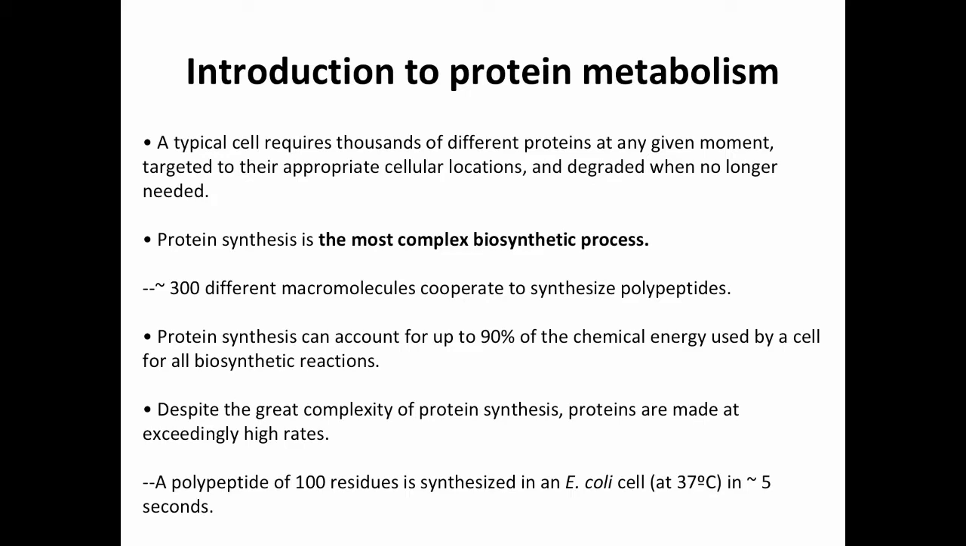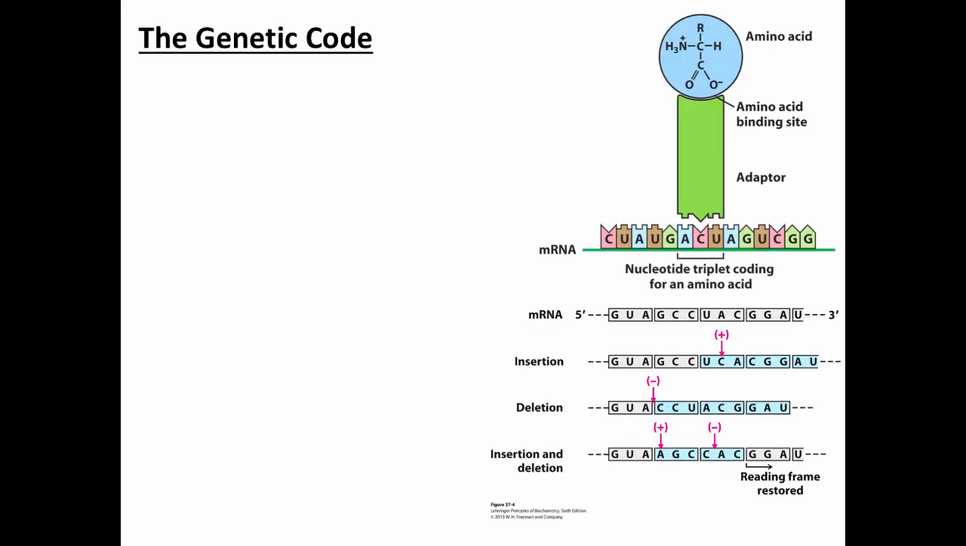And despite how much energy it takes, despite how complex it is, protein synthesis actually occurs very fast. So a polypeptide of 100 amino acid residues can be synthesized in an E. coli cell at 37 degrees in 5 seconds. That's pretty amazing if you think about it. And we're going to go through that process, and you'll see how complex it truly is.